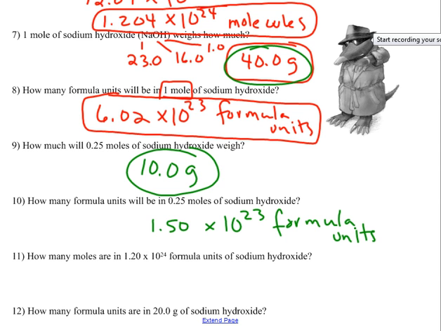Number 11. How many moles are in 1.20 times 10 to the 24th formula units of sodium hydroxide? So now I'm asking you this question sort of in the reverse. You might recognize this number 1.20 times 10 to the 24th as being double Avogadro's number. So therefore this is 2 moles.